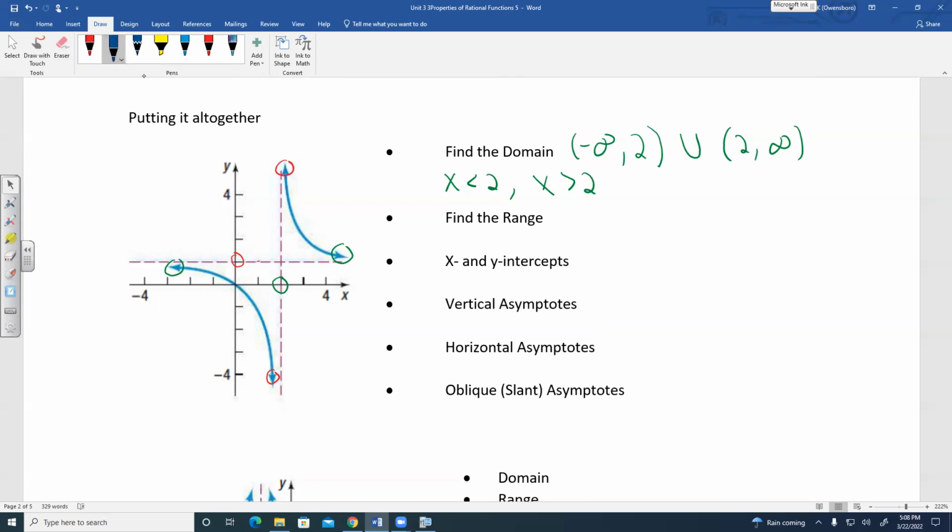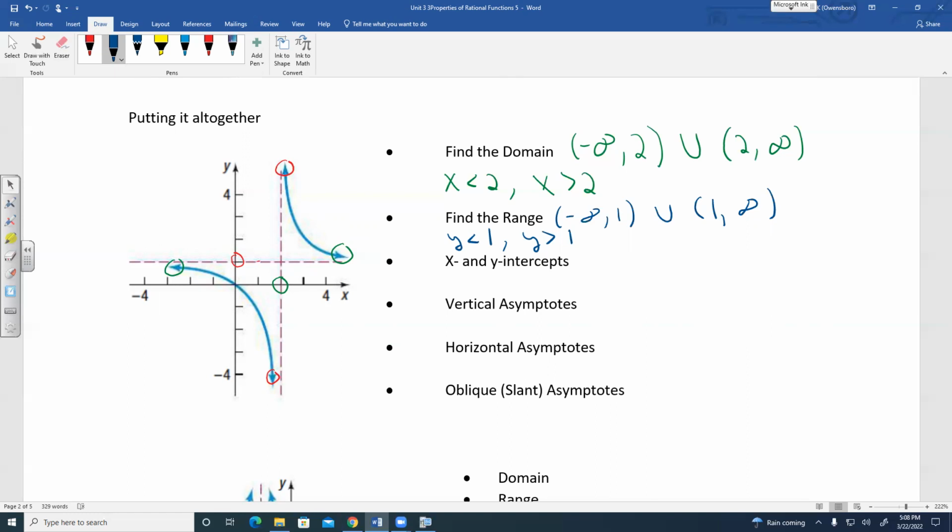So notice how we have 2 intervals. So the range would be considered negative infinity to 1, and you can't include the 1, so it's an open bound, in union with 1 to infinity. If you're using inequalities, you would say y is less than 1, and y would also be greater than 1 using inequalities. And sometimes they'll use a comma to separate those inequalities.